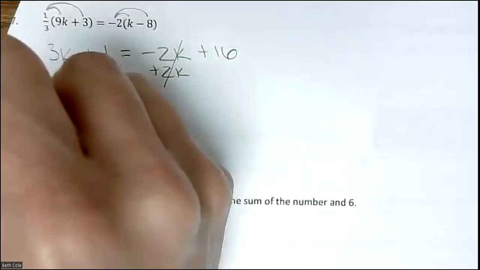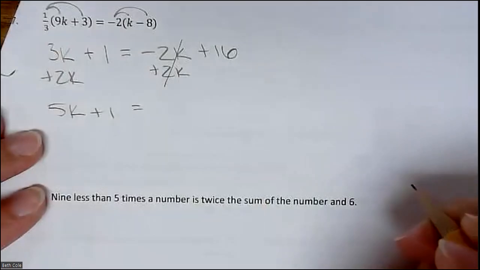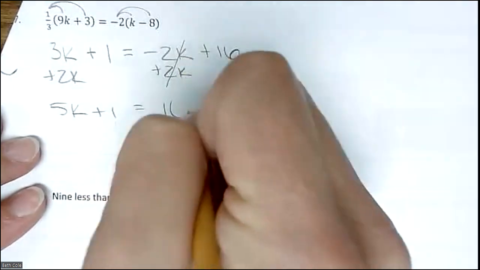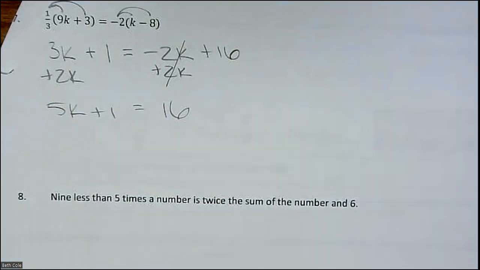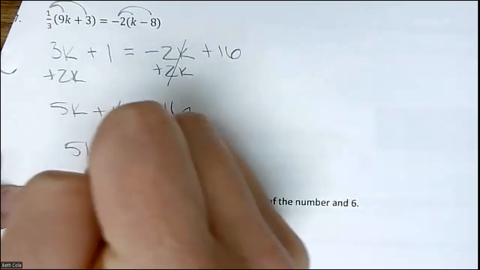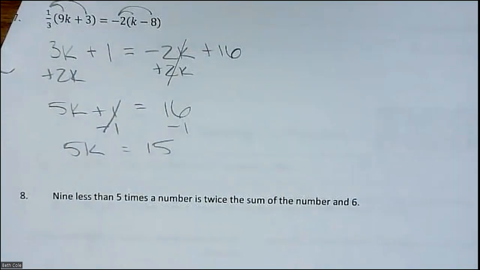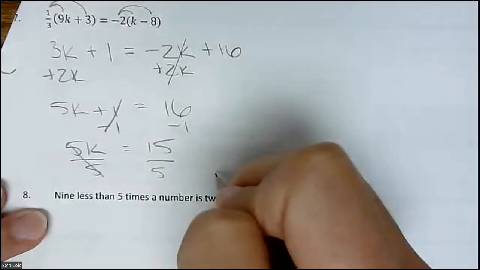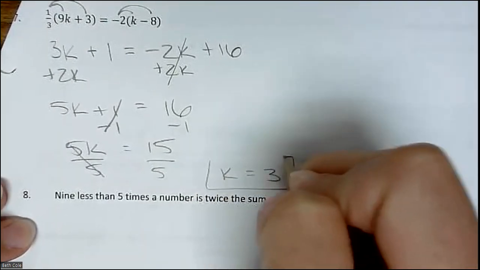So this is going to give you 5K plus 1 equals, what have we still got on this side? So again, if you have a variable on both sides, the first thing you have to do is move them together. All right, and then we're back to ones like we had on the other side of the paper. You're going to subtract 1. 5K equals 15. Divide by 5, and what's our final answer? K is 3.